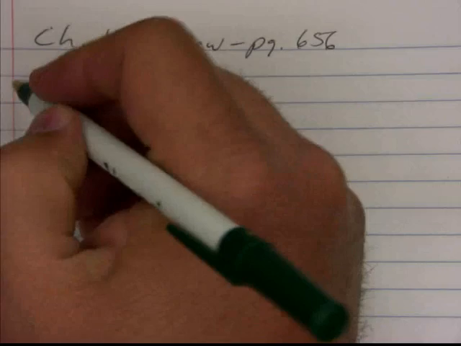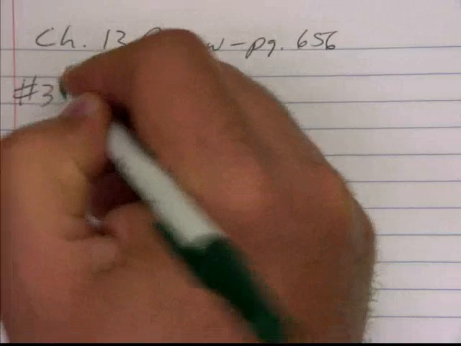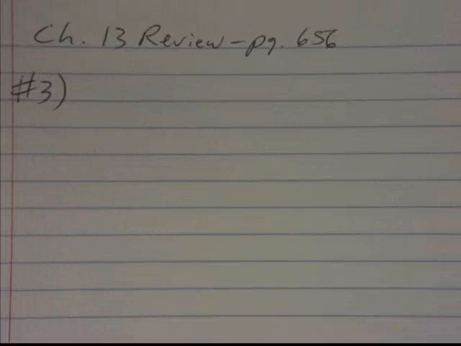Now let's look at the review problems from Chapter 13, which is on page 656. The first problem we want to look at is number 3. Number 3 says an outfit consists of a shirt, pants, tie, and jacket. If you have 5 shirts, 4 pairs of pants, 6 ties, and 2 jackets, how many different outfits can you make?